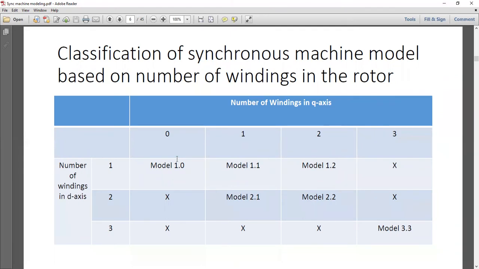The first number is the representation of the number of coils in the d-axis, and the second term is the representation of the number of coils in the q-axis, for all of the models present here. So let's start with this one. What is meant by model 1.0? Can anyone tell?